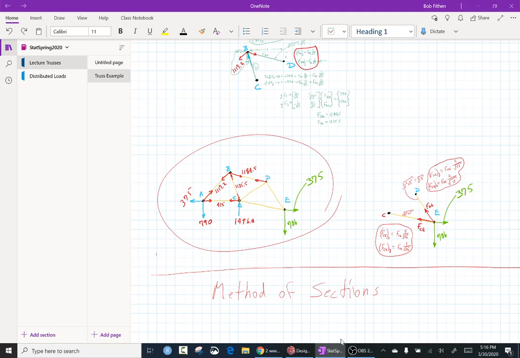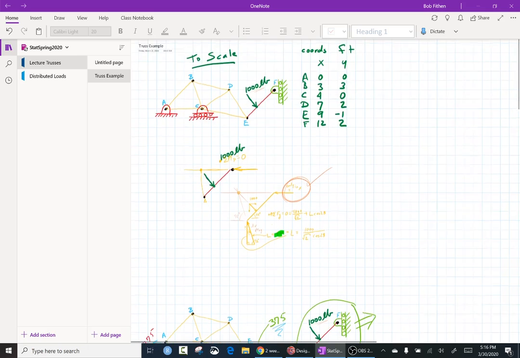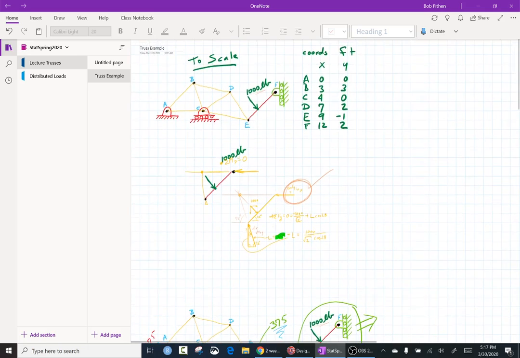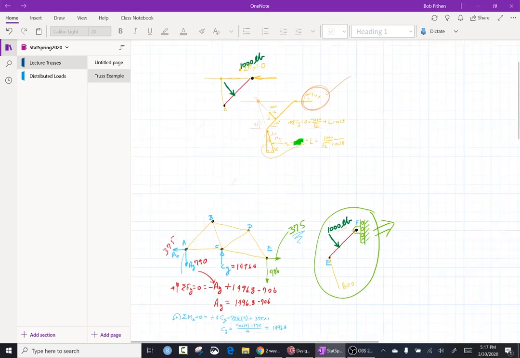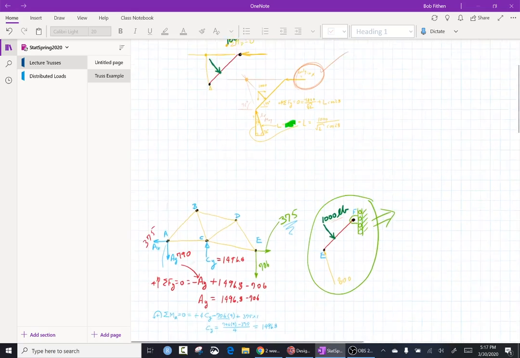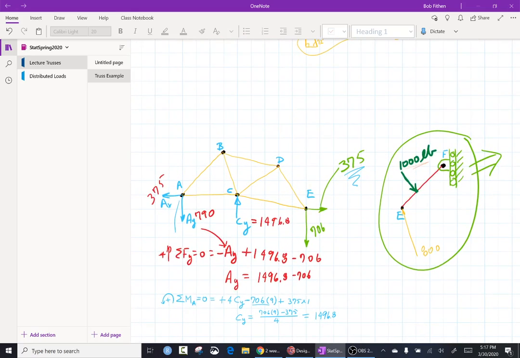I'm going to pick this up where I was before, which was at this location. However, I'm going to attack this with method of sections. So let me go back to the original drawing, which was up here. Let's see, I got down to here. So let's take this part of the drawing.